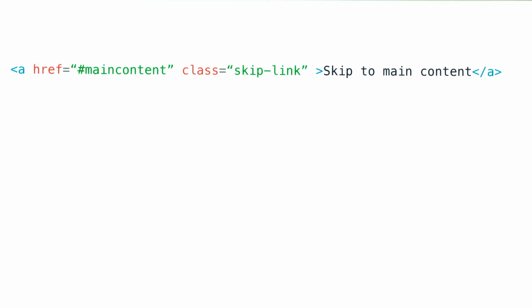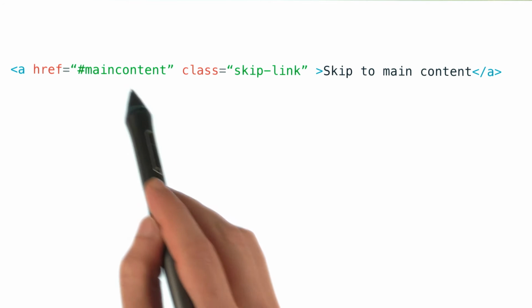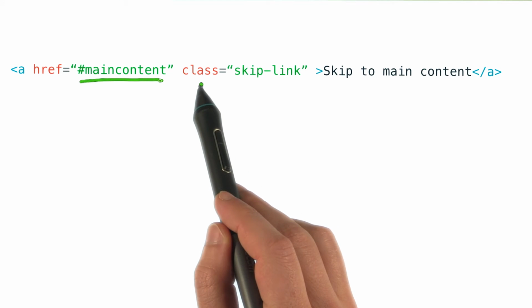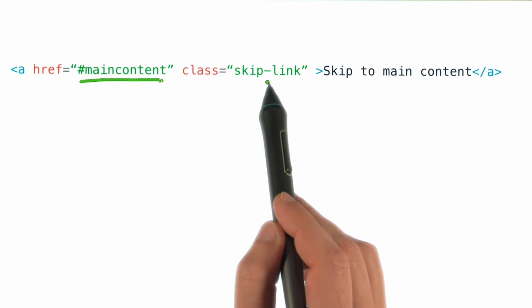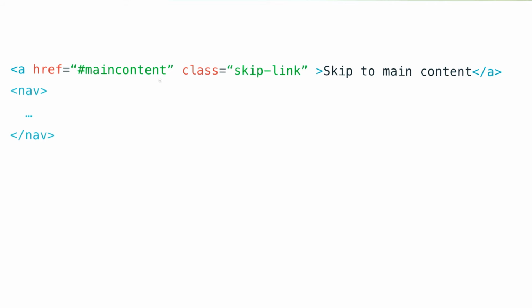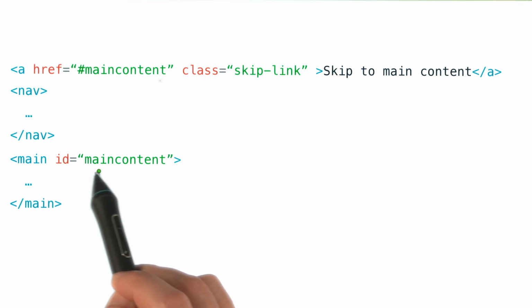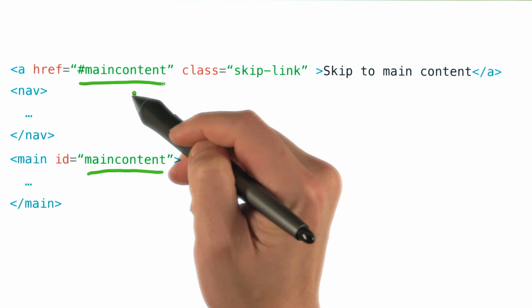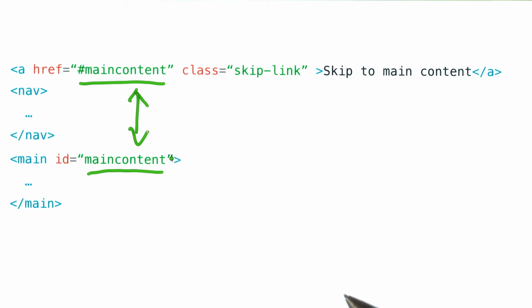Implementing a skip link is actually really easy. I'll start by creating a named anchor. So the href of this anchor refers to the ID of another element that I'll have on the page. I'm also going to give this element a class of skip link so I can refer to it in CSS later. I want the skip link to appear early in the DOM, so I'm going to put it before my navigation. To connect my skip link to my main content, I'll give my main element an ID of main content, which matches the href value up here. So these two are now connected.